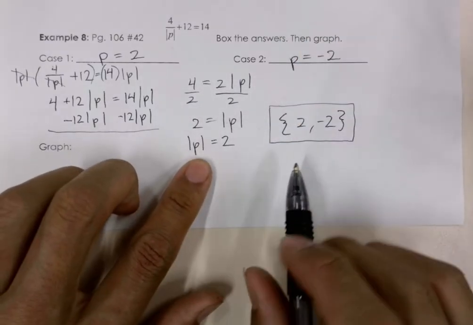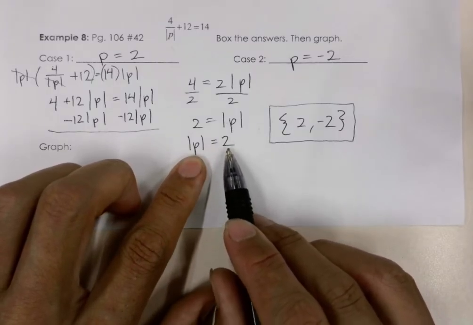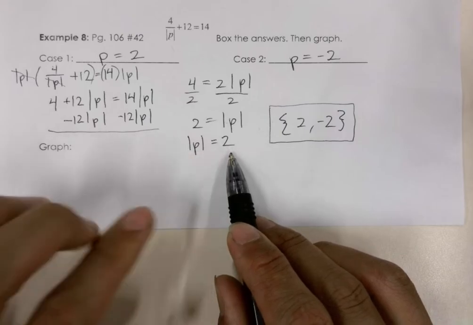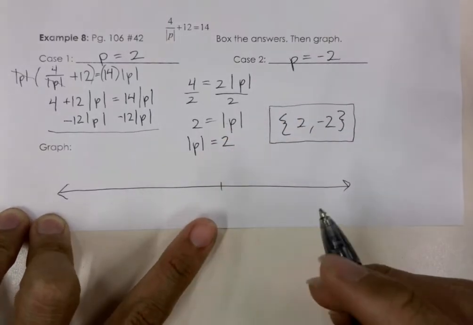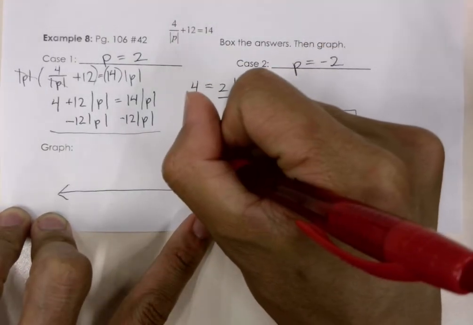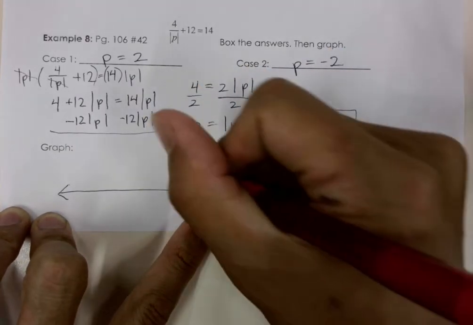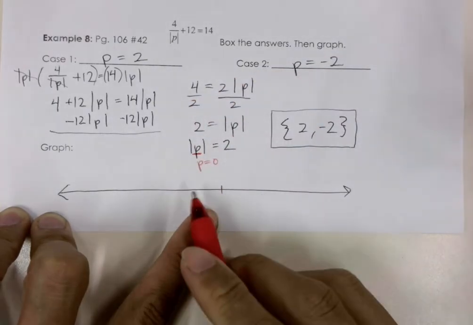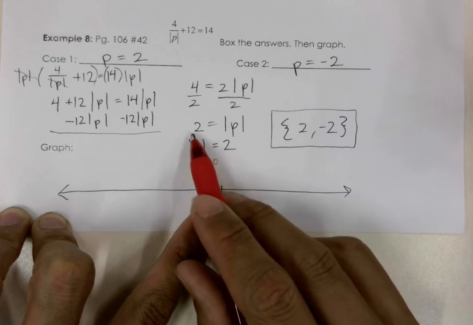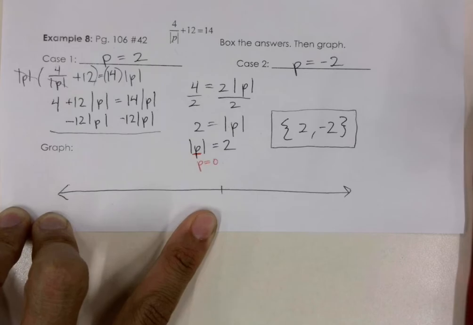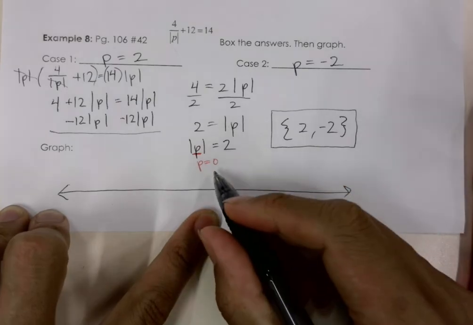And what is this really asking? What value is 2 units away from 0? Okay. So let's go ahead and graph this. And what is going to be our center point? Well, to find our center point, you set the expression inside of the absolute value equal to 0 and solve for the variable. Since we only have the variable p inside of the absolute value, we don't need to solve for the variable. And our center point is 0.